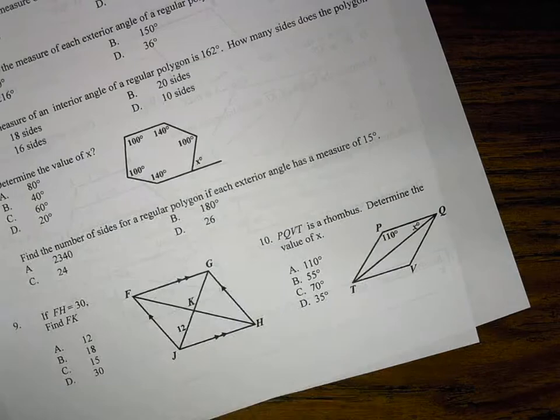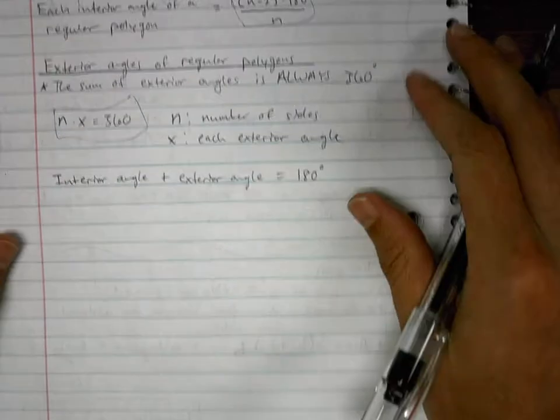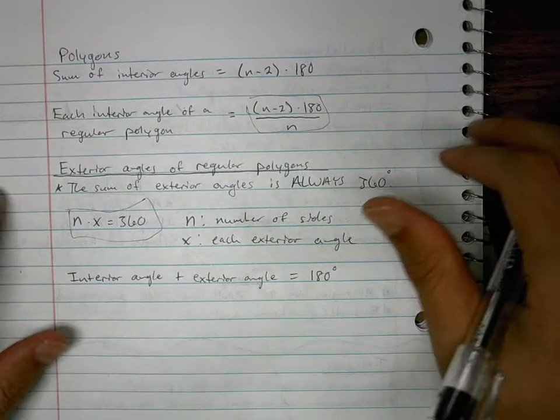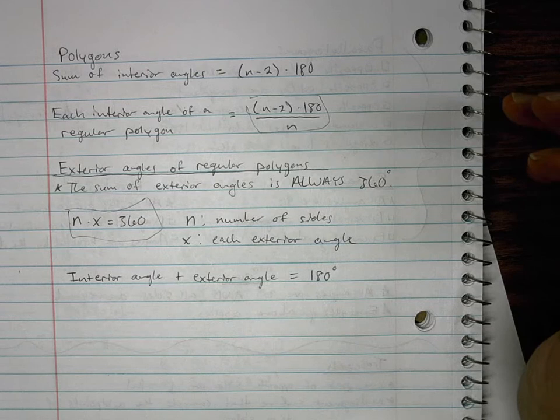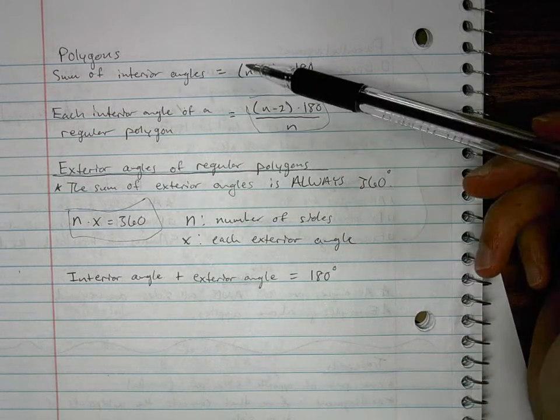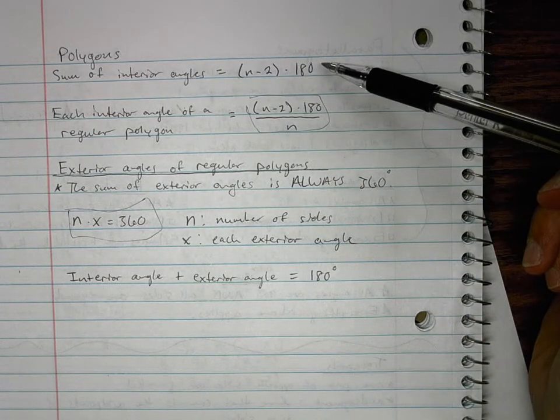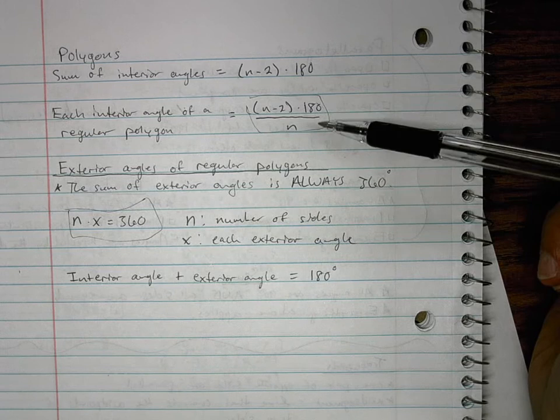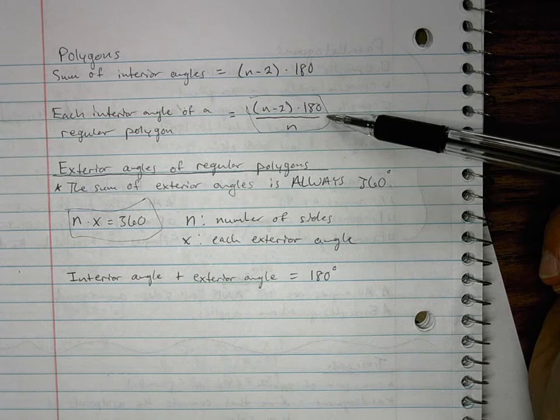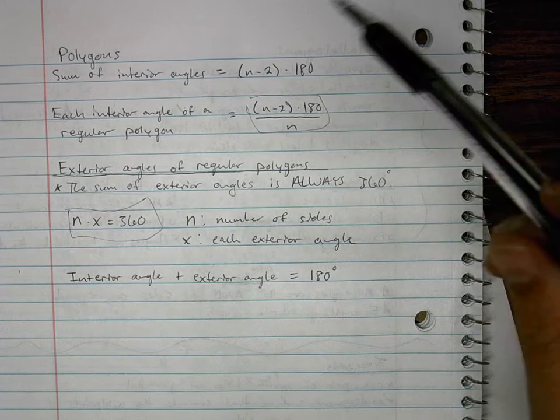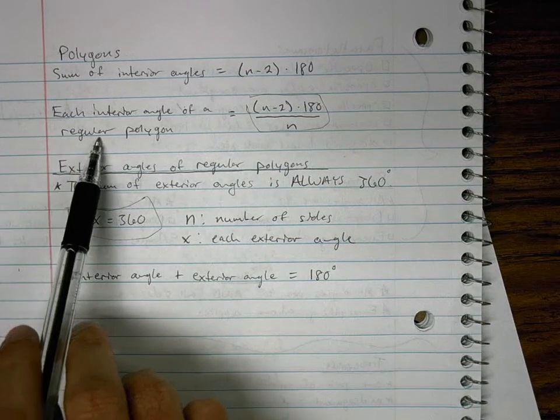Then you're going to need these formulas for polygons. So sum of interior angles means all of the interior angles added together. Each individual interior angle, so this is for one angle of a regular polygon, regular meaning all of the sides and angles are the same.